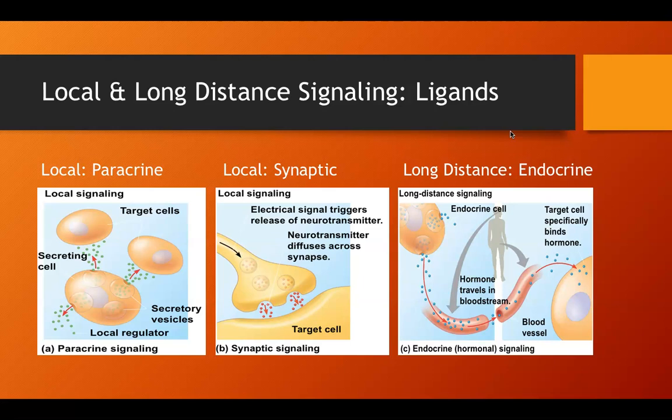Another type of local communication is synaptic, and synaptic communication is going to use those neurotransmitters. So it's going to send electrical signals, and this is what we see in our nervous system. And last, the type of long distance communication is endocrine signaling. Endocrine signaling is going to use your hormones. So you're going to have hormones that will actually travel through the bloodstream throughout the body. And with endocrine signaling, again, only the target cells will be able to bind to the specific hormones.